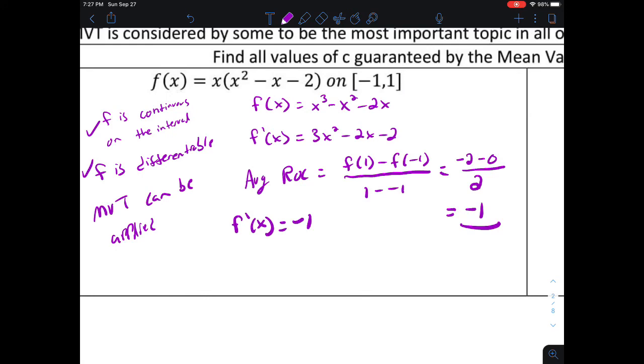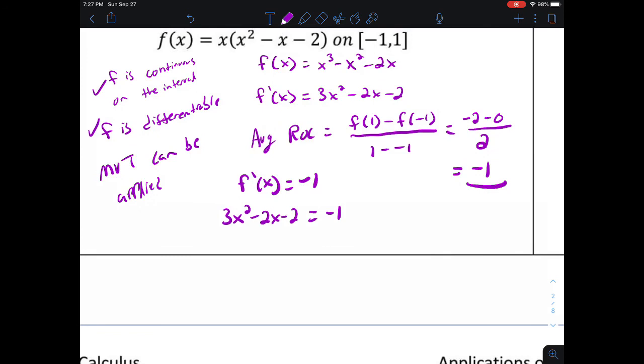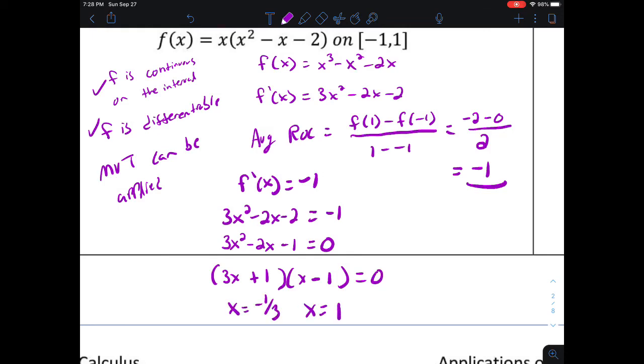So we're going to solve for x and see where that happens. So 3x squared minus 2x minus 2, we'll set that equal to negative 1, and we're going to go find the x value. And so looking here for this function, we get two places where it happens. It happens at negative 1/3, and it happens at 1. Now for our answer, we have to pick the number that lies inside the interval that we tested. So the only number that works inside that interval is negative 1/3.